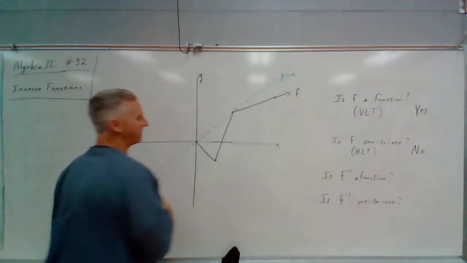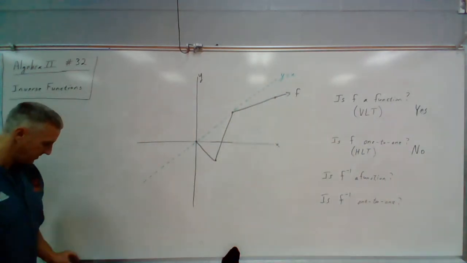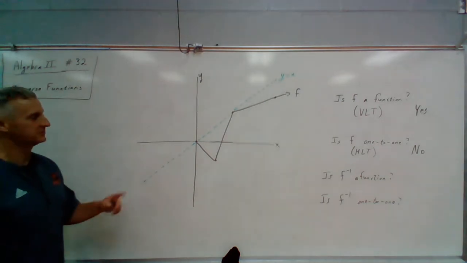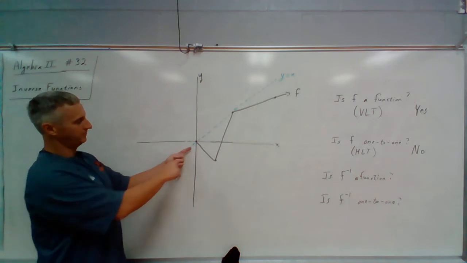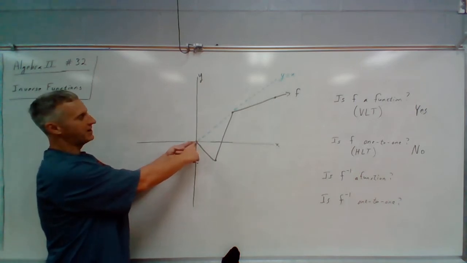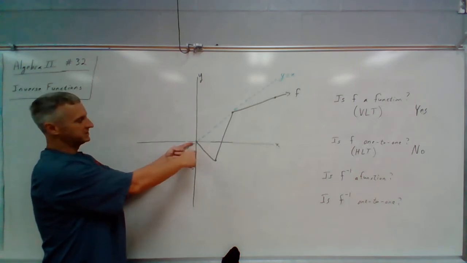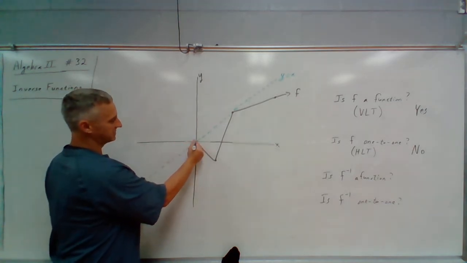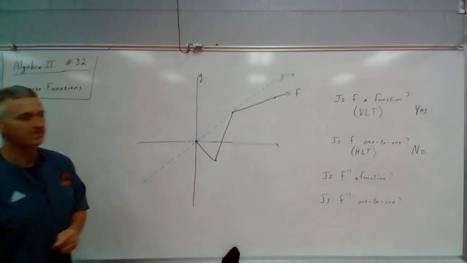All right, let's graph the inverse function. I didn't label any points exactly, but we can still draw the inverse function. So what do we know? First of all, this point is on the line y equals x. So this point is 0, 0. That's the origin. So this point has to be on the inverse function as well.